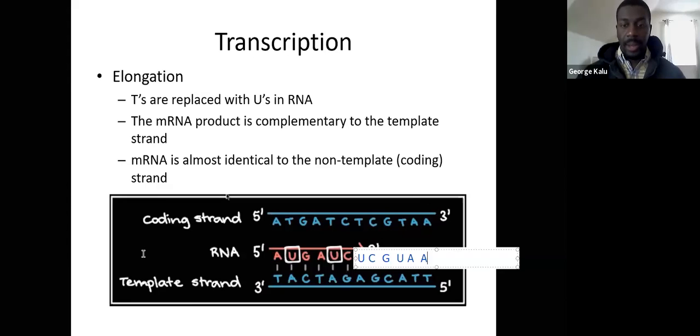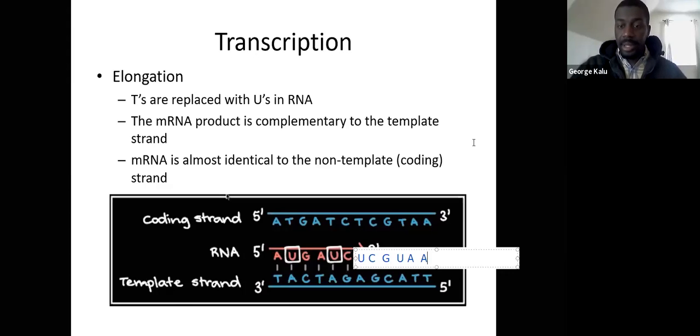Okay, so that being said, there's a couple tricks to this. One thing that I'll bring up mostly in lecture is that if you know the template strand, you can identify what the RNA strand is going to be because you're just going to use the complementary bases. But if for whatever reason you don't have the template strand and all you know is the non-template strand, you can still identify what the RNA is going to be because it's going to be identical. The only difference is that you're going to have U's instead of T's.